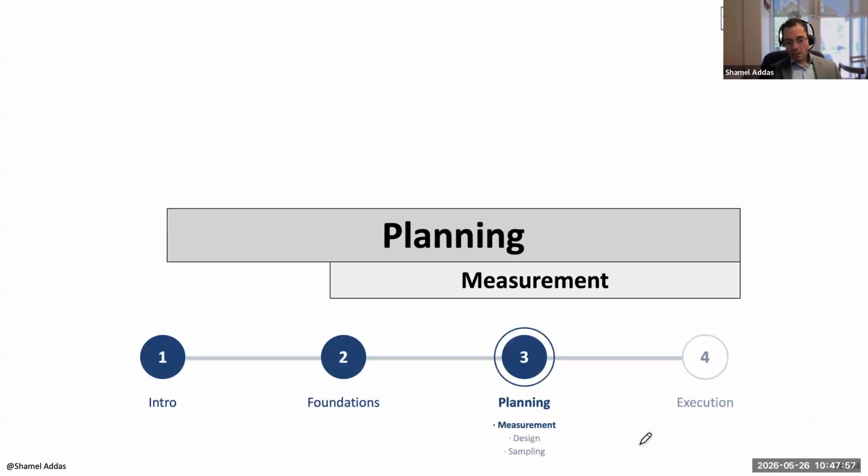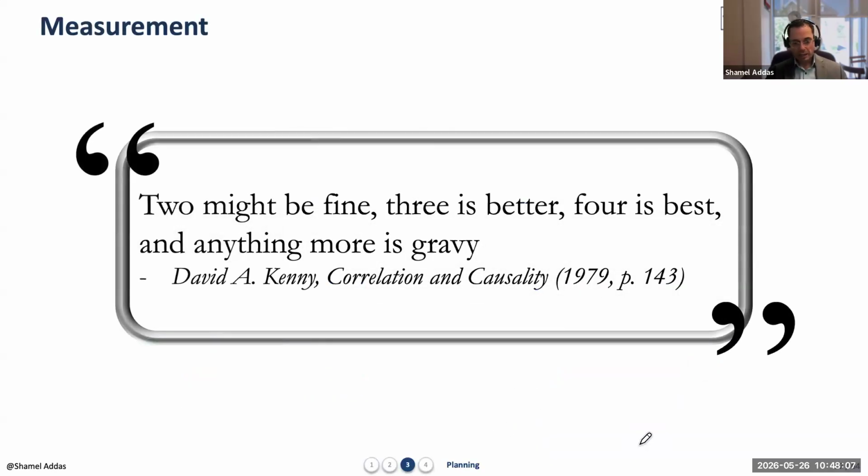All right. Okay, so this covers the foundation. Let me talk now about planning, and I'm going to start with measurement, and then I'll talk about design, and then I'll talk about sampling. So measurement, I really like this quote from David Kenny, who is a social psychologist, and he wrote a bunch of very excellent books on quantitative methodology.